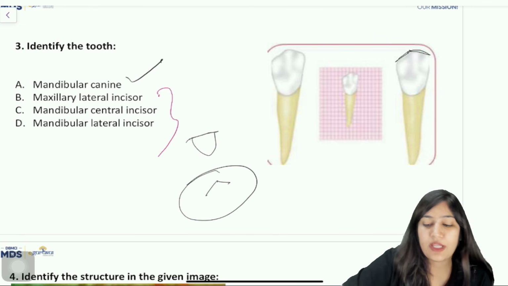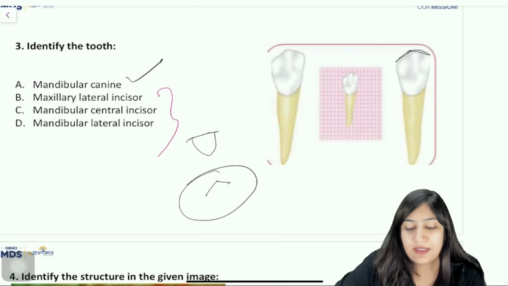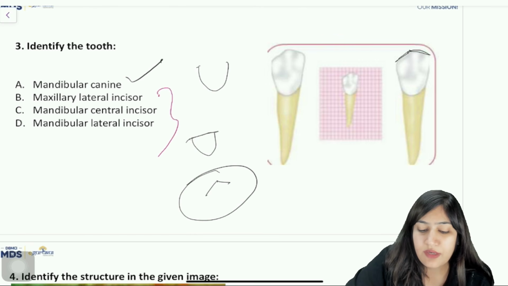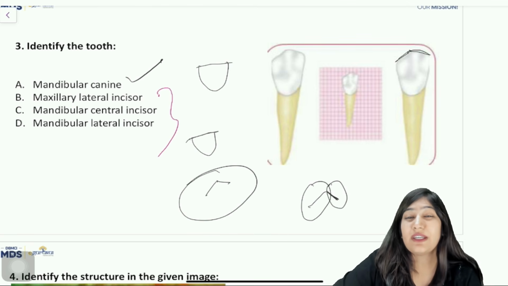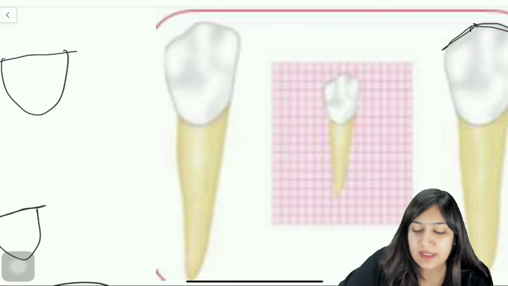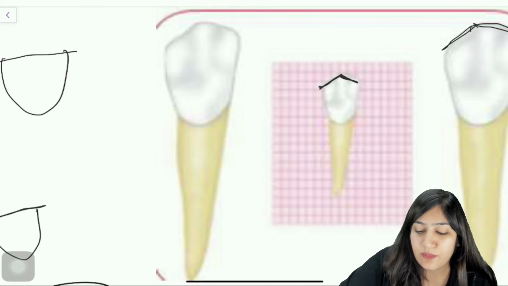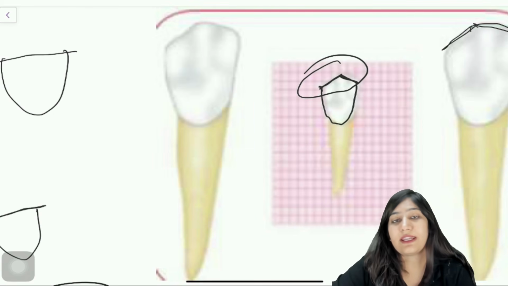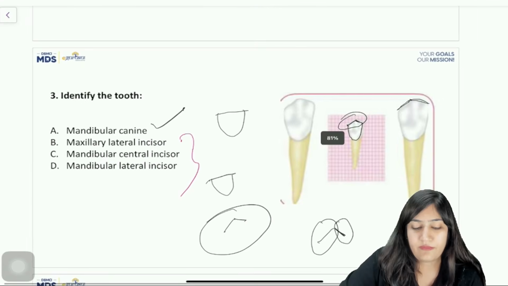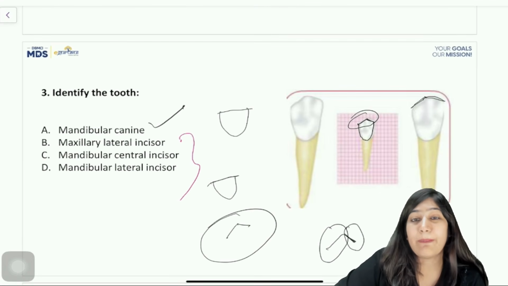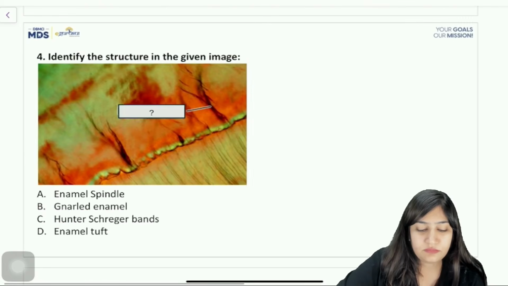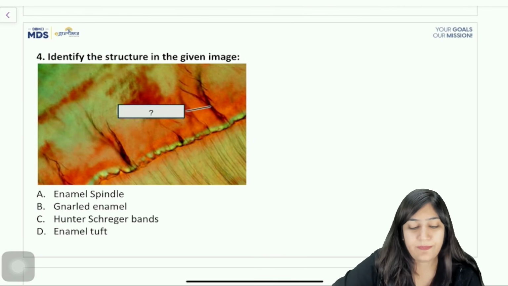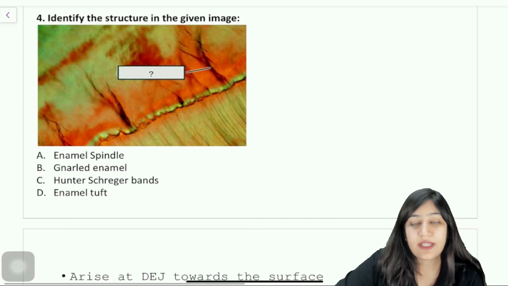So it is mandibular canine, right? We cannot see a straight ridge here. We can see the presence of slopes here, mesial slope, distal slope. So definitely it is canine as we can see the presence of slope. Mandibular canine is slightly narrower as compared to maxillary canine, mesiodistally narrower.